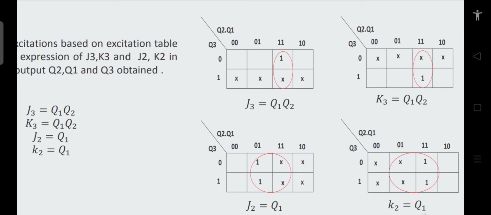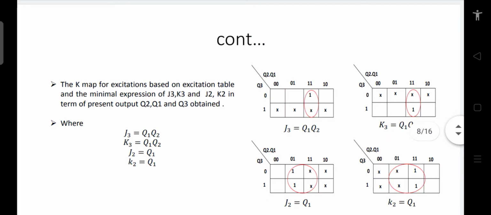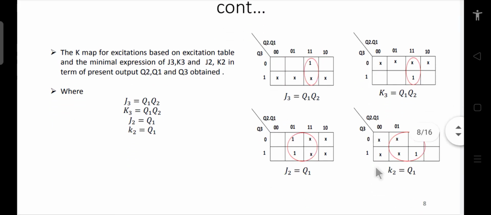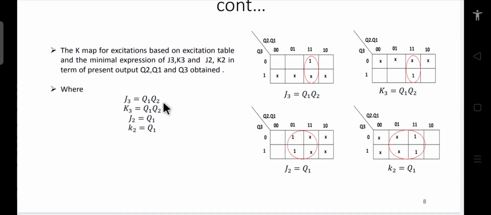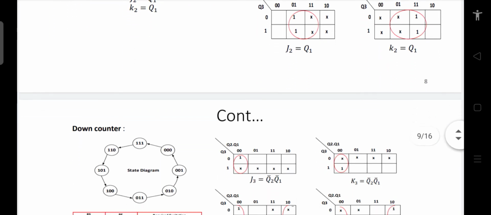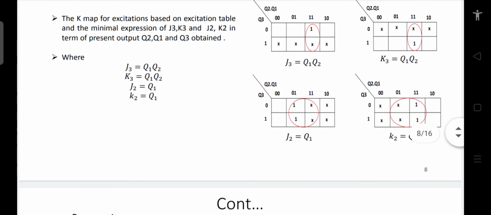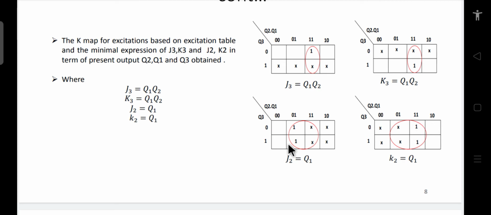So now after this you get J3, K3 and J2, K2, whereas J1 and K1 both should be tied permanently to 1. So this is the expression for your up counter.